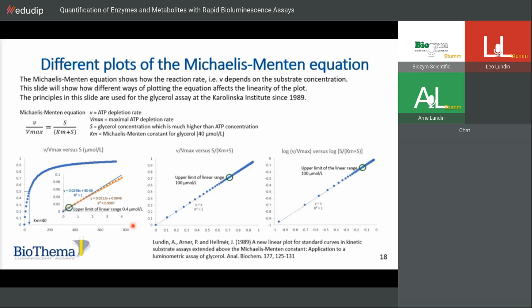The principles in this slide apply to all enzymatic assays for which the Km value is too low for the substrate levels to be determined. It is a general way to linearize assays based on enzymes that follow the Michaelis-Menten equation.